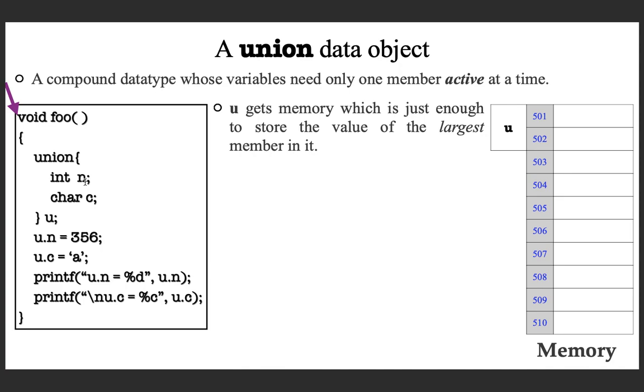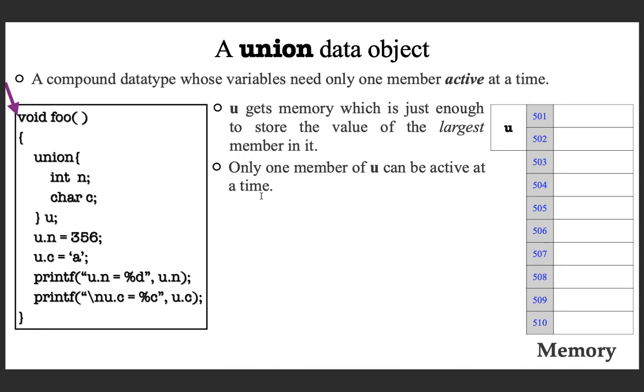So what is the memory requirement? It is the memory requirement of the largest field in it. Integer requires 2 bytes, character requires 1 byte. That is the assumption for us. So only 2 bytes are getting allocated for u. We can see how it executes. So only one member of u can be active at a time.